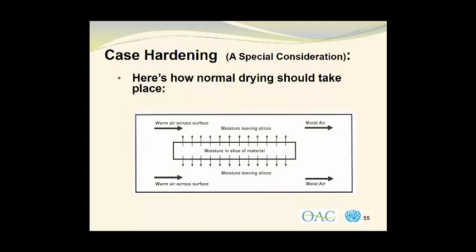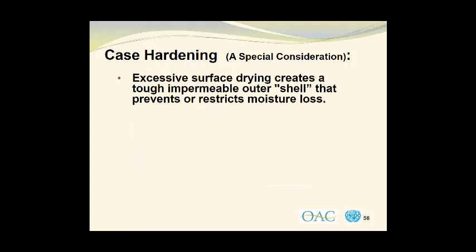We begin with moisture inside a slice of material. That moisture then diffuses to the surface of the material, where the warm air blowing across the surface will take away the moisture that is leaving the slices through a process of evaporation, and then the moist air will leave the dryer. So that is a rather gentle process that will carry on without too many problems if you use a reasonable temperature.